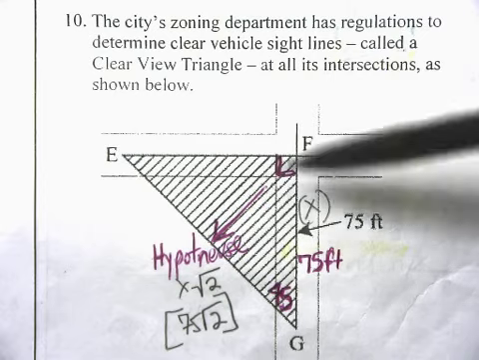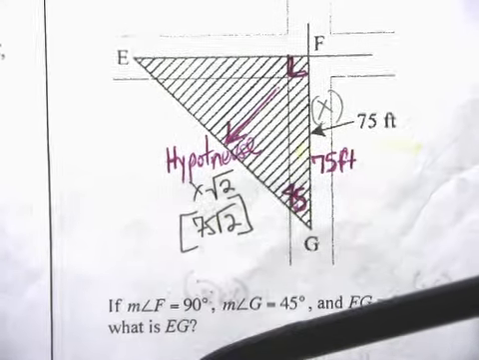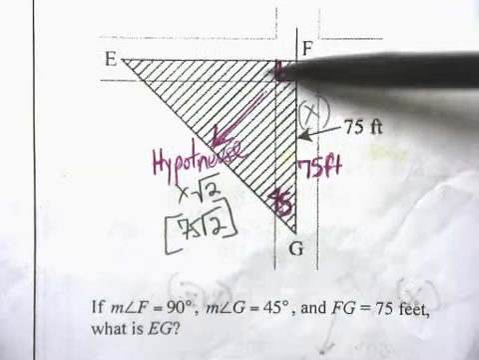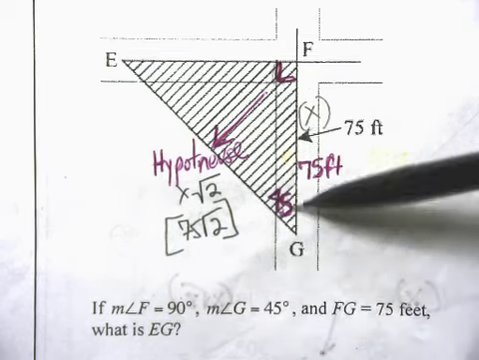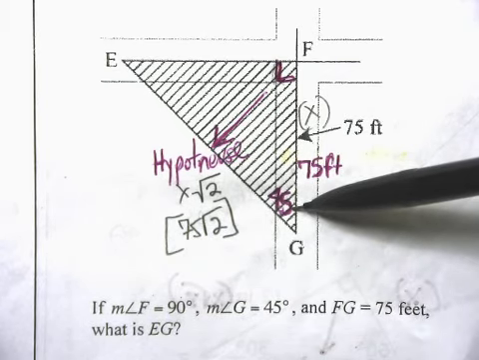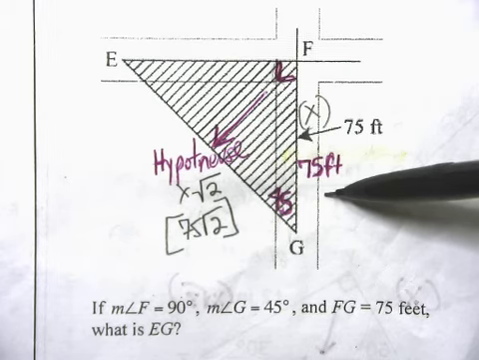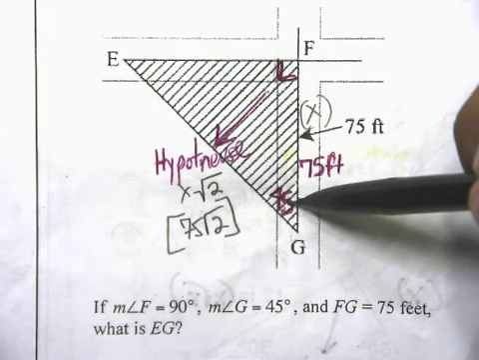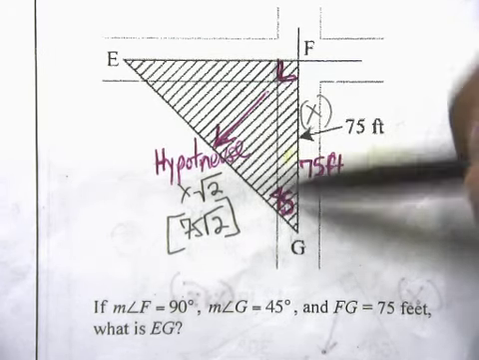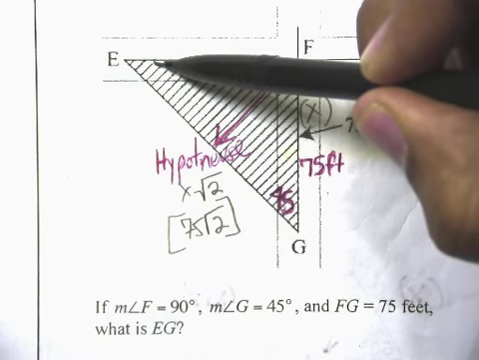We see here that we have a right angle, right? They tell us the measure of angle F is a right angle. So what did I do there? I drew my right angle. They told me that angle G is 45 degrees, and they tell me that FG is 75 feet. Well, this right angle and this 45-degree angle should have set a little red flag off in your mind, right? Because if this is 45 degrees, then what's this side going to be here?